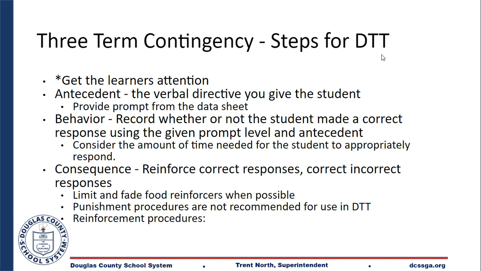It's best once the student has started to differentiate. So you may give it after 3 responses at one time, and then 5 responses, and then 2 responses. So you can switch it up using different values of reinforcers. So using social praise one time, or social praise, social praise, social praise, and then giving a preferred item. And the last note on consequences is that punishment procedures are not recommended for use in DTT.